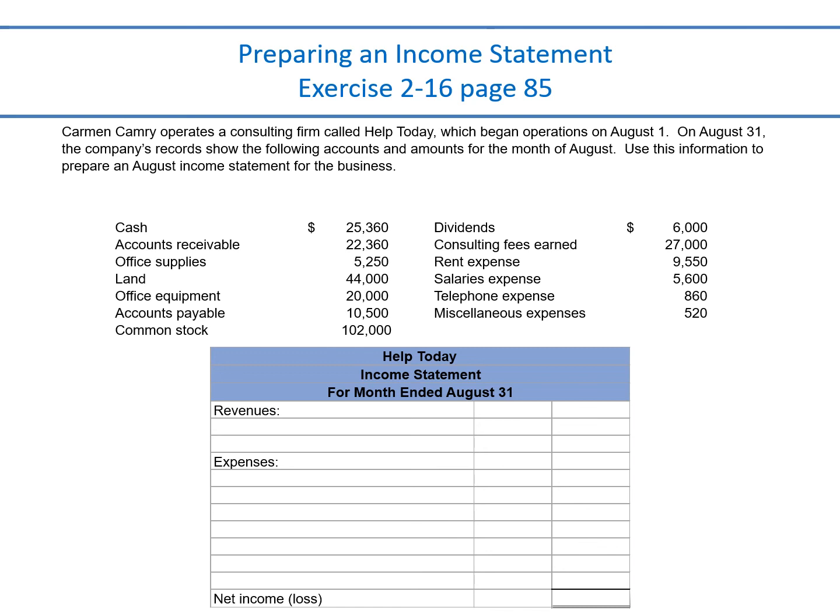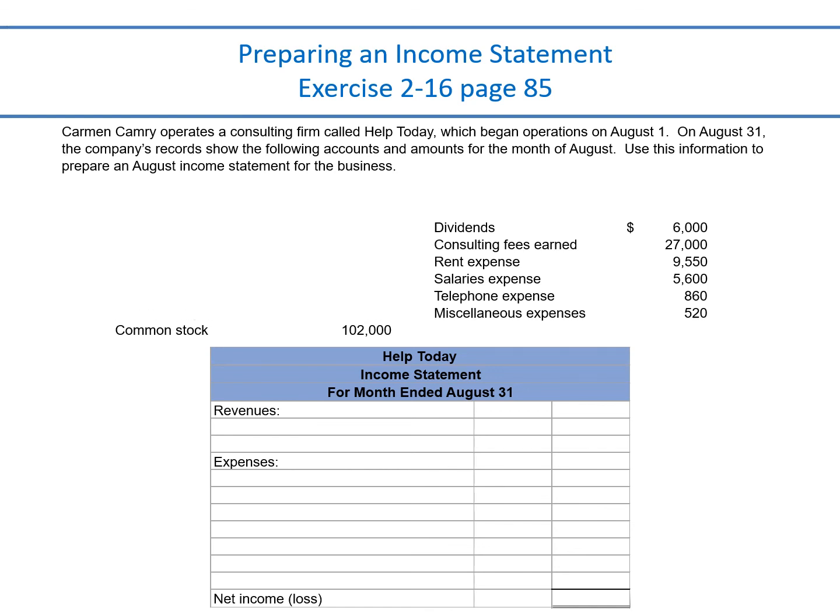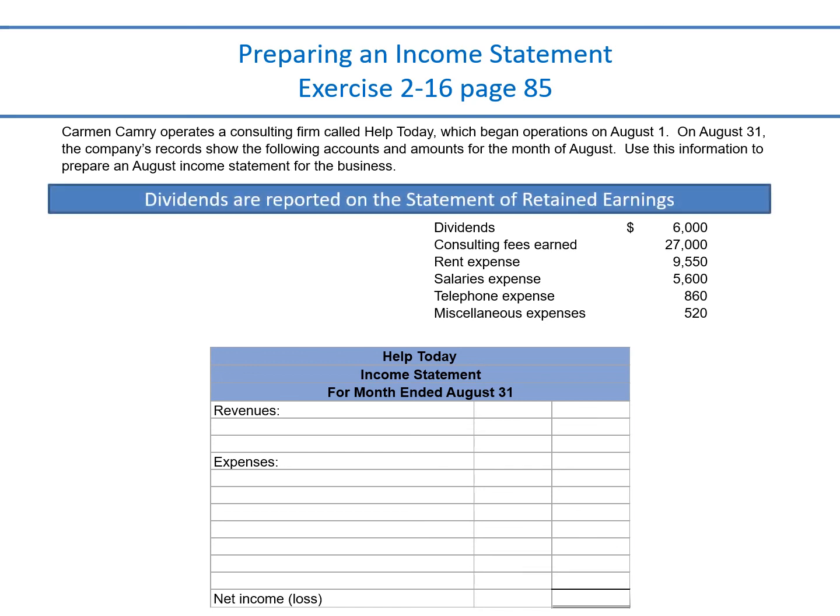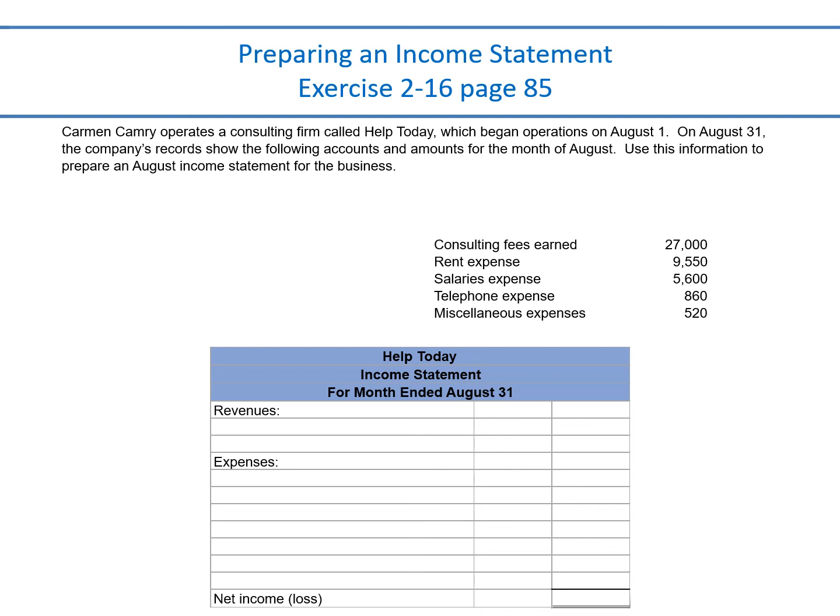And so cash, accounts receivable, land, equipment, all of those are asset accounts. We don't need them. Accounts payable is a liability account. We don't need that one either. Common stock, that's an equity account. We don't need that for our income statement. And then dividends are also an equity account, so we don't need those for our income statement either. And then we're left with our revenue and expense items, right? So consulting fees earned is a revenue account. That belongs at the top of our statement.